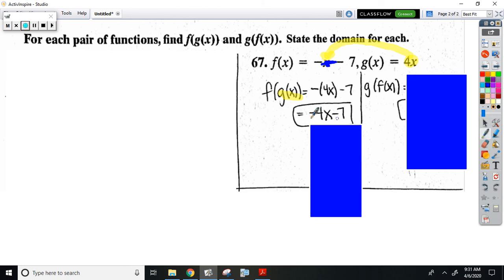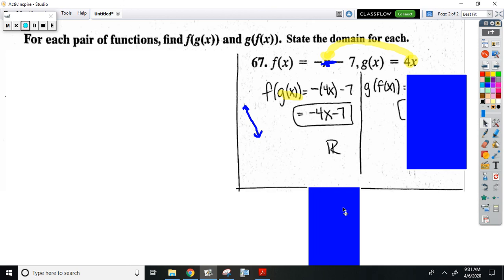Again, this one is actually a linear function. It would be a line going downward. Its domain is also all real numbers because it goes left and right forever.